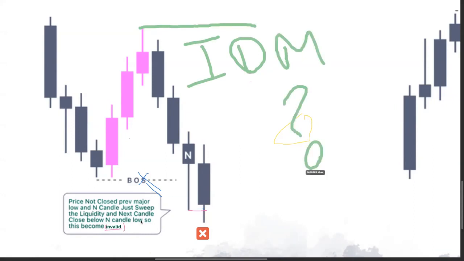Okay. But this is not a valid break of structure because the previous low broken is here. This candle did not close here, and the next candle did not close below the end candle low. Correct. If this candle closed below it, then this would become a valid break of structure. So this is an invalid break of structure. But you will see the text here says valid. I replaced this error so you can understand here.